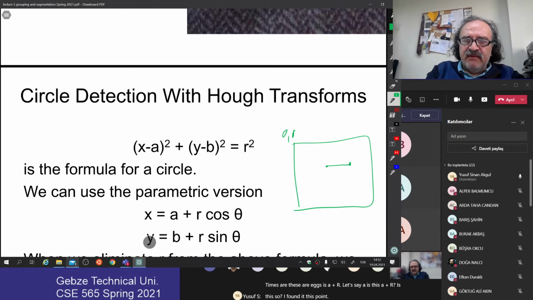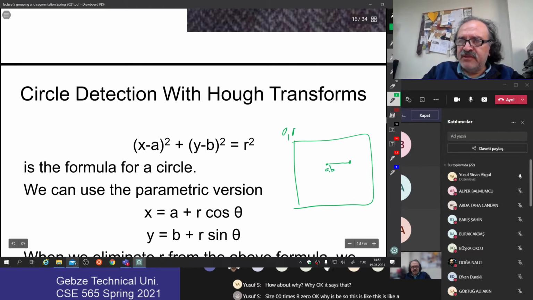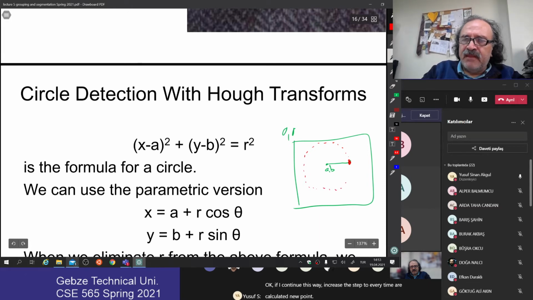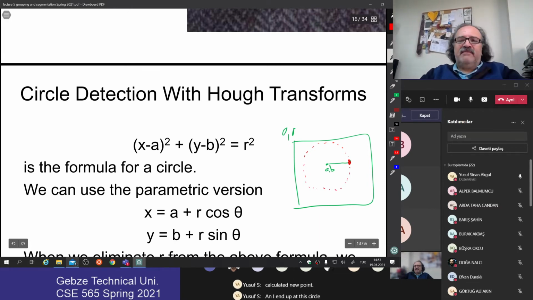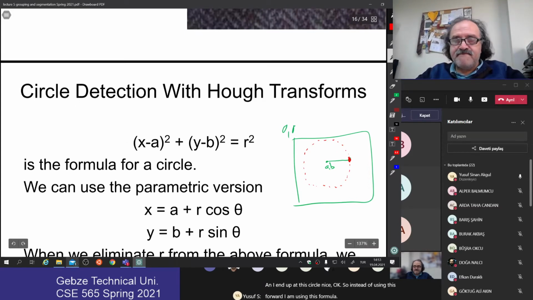How about y? Sine 0 is 0, times r is 0. So y is b, so this is a and b, and this is my first point. If I continue this way, increase theta, every time I calculate a new point, and I end up with this circle. Nice. So instead of using this formula, I am using this formula. Good. And this is R.